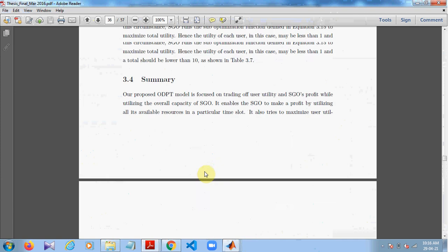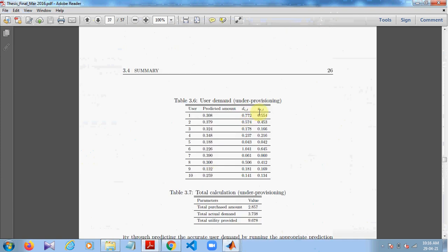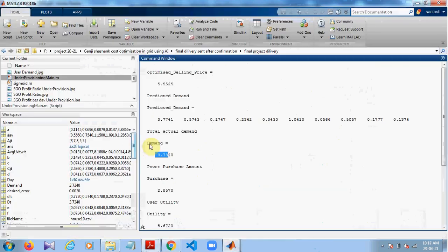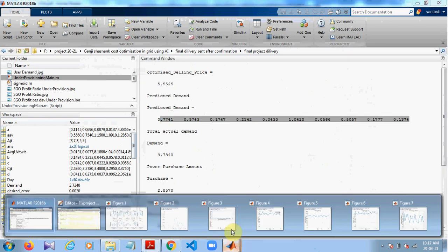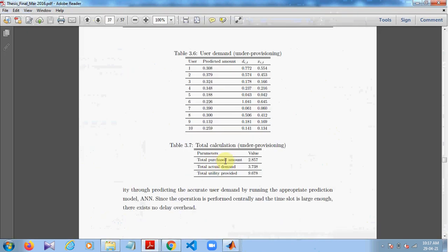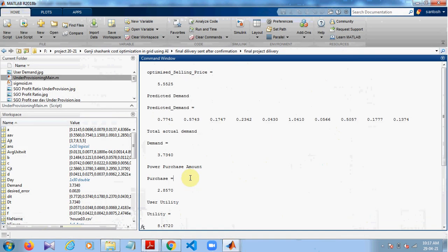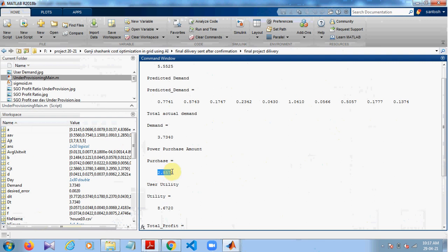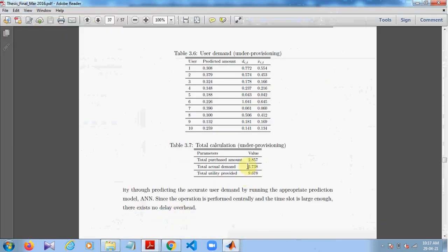See, this is the under provision scenario. In this, we have taken DIT, XIT like that. Now, our predicted demand is printed here. You can see the values of predicted demand. Afterwards, we'll see various values of the graph. We can see the purchase amount, that is 2.857. This is purchase amount 2.857. It is similar. Then the actual demand calculated by our system is 3.7340, and in the base paper it is 3.7380.